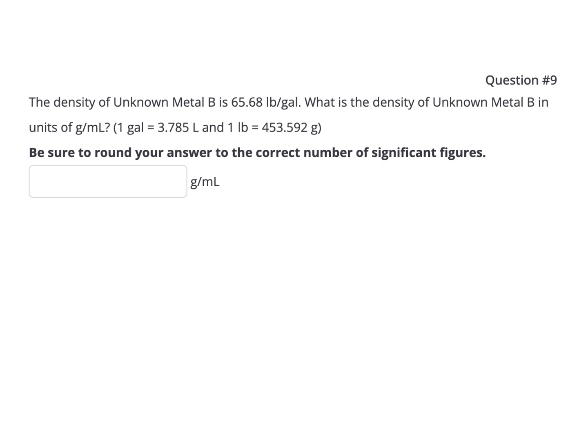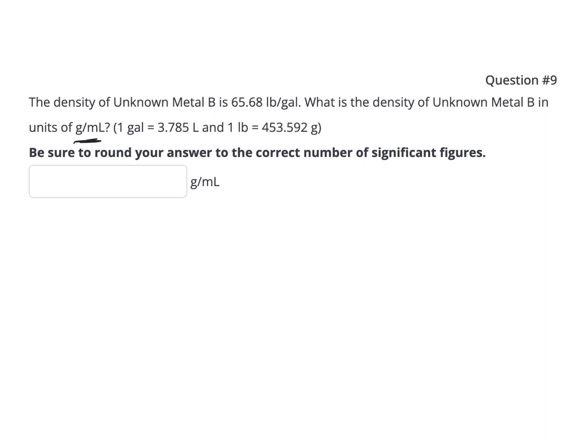So the following homework question, we're given the density of an unknown metal is 65.68 pounds per gallon. What is the density of the unknown metal in units of grams per milliliter? So we need to convert somehow pounds per gallon into grams per milliliter.